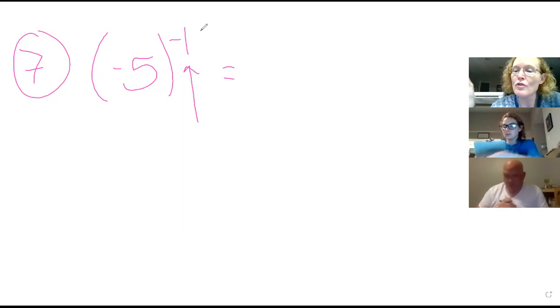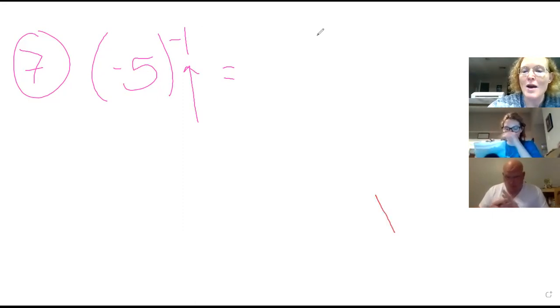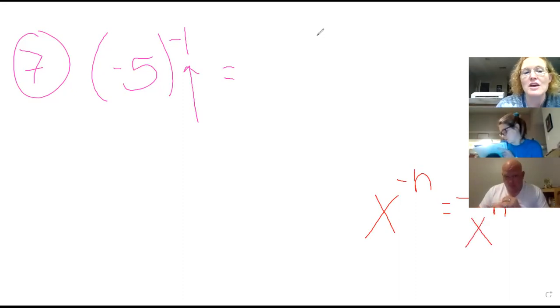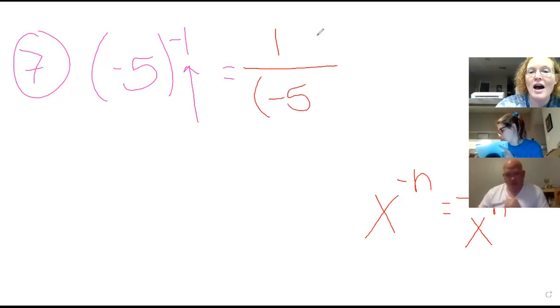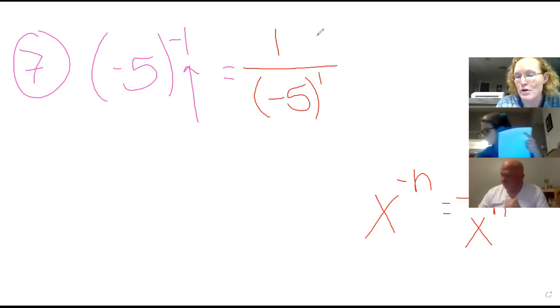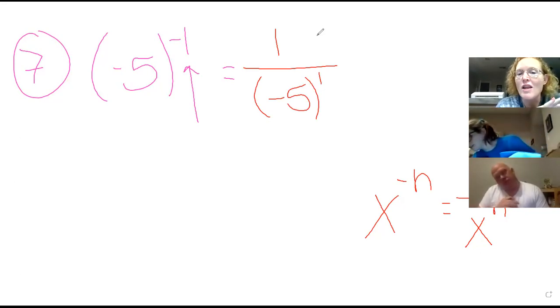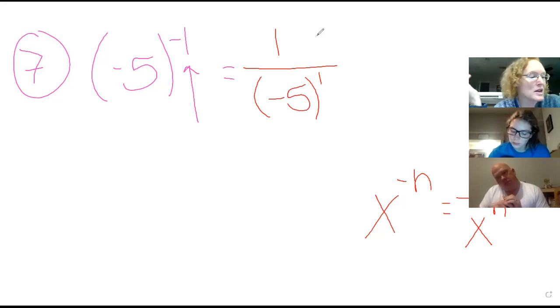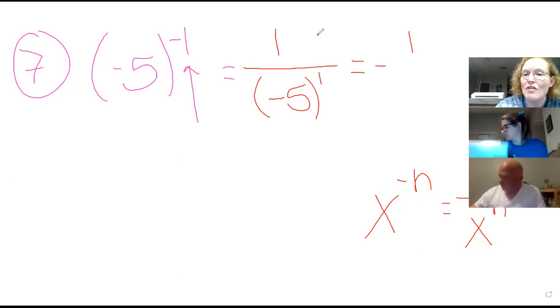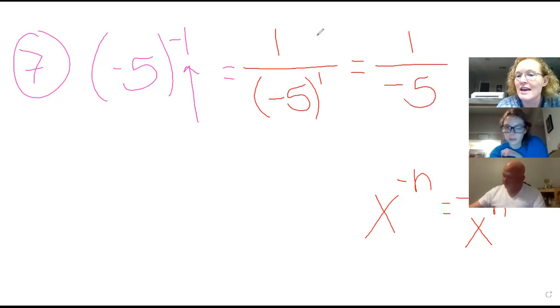And remember, the only rule that you have, and I'm going to write it down here for a second, is if you have something to a negative power, that becomes 1 over that thing to the positive, whatever that number is, power. So in this case, we have negative 5 to the negative 1. So that's going to become 1 over negative 5 to the positive 1 power. So all I did there, I didn't deal with the negative 5 or anything like that yet. All I did there was deal with the fact that that was a negative 1 exponent. So when you put it in the bottom, it becomes a positive 1. Now what you have to remember is this. Anything to the first power is just itself. So this is just 1 over negative 5.